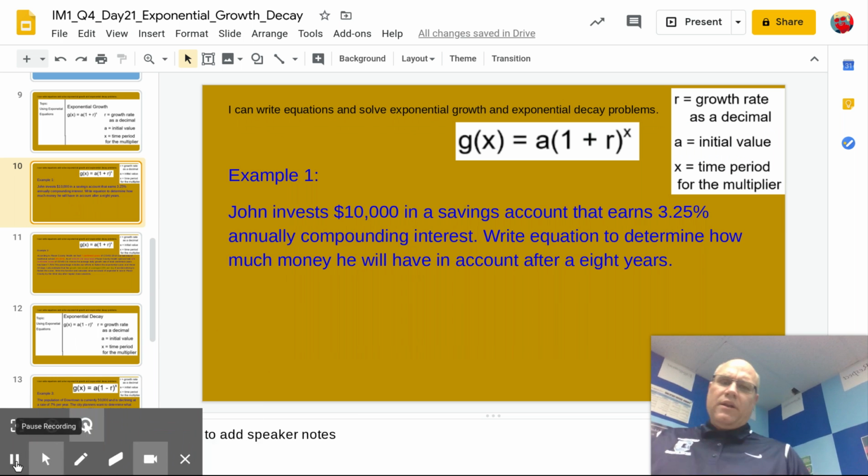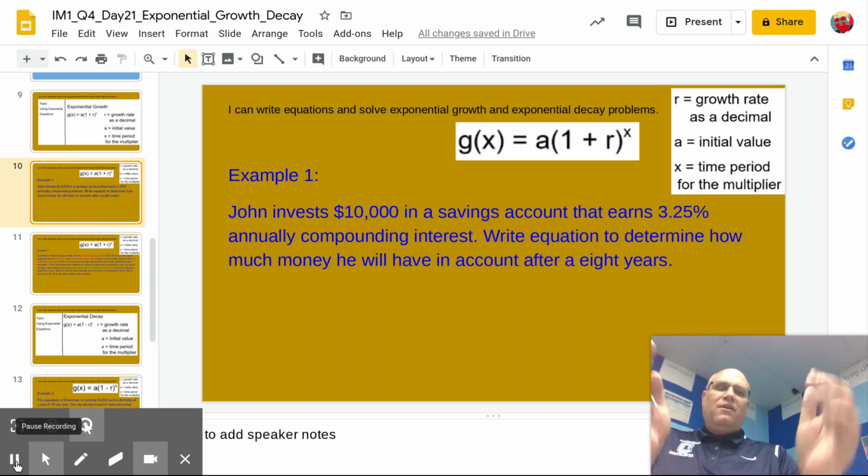All right, John invests $10,000 in a savings account that earns 3.25% annual compounding interest. Write an equation to determine how much money he will have in the account after 8 years. So compounding interest is the idea. What's the interest period? After 1 year, your money grows. Boom, that's your new amount. Then the next year it grows with that interest rate. Boom, there's your next amount. So you keep making interest off the original.